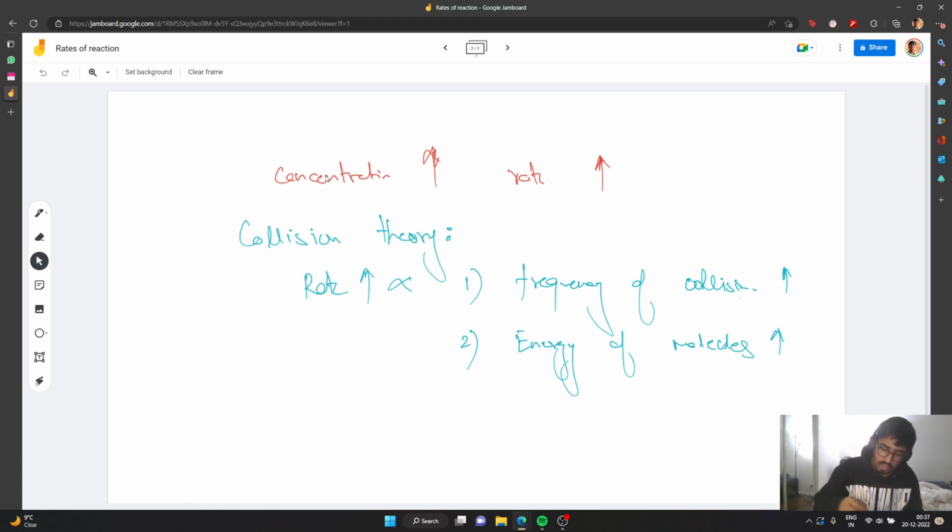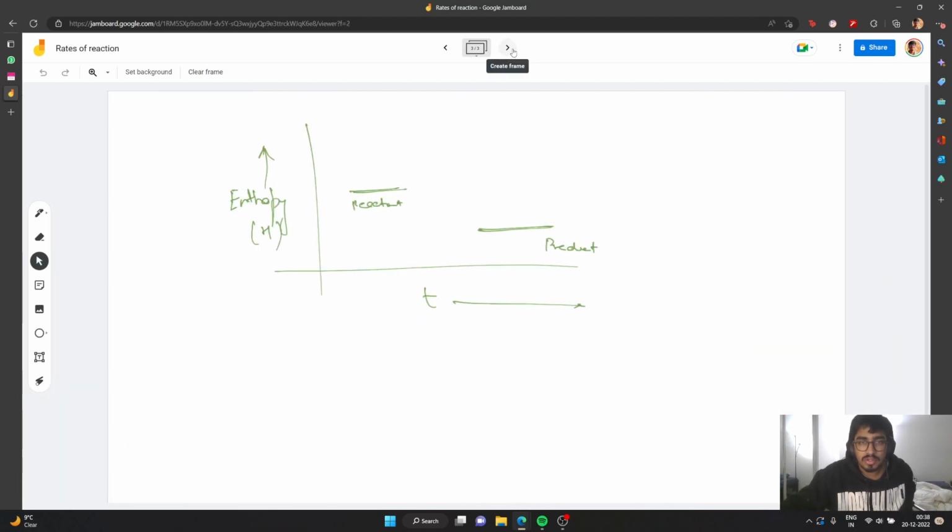Okay, so let's talk about a couple more things related to collision theory. So say I'm now plotting, and this is where the reactants are. This is the time graph, and this is the enthalpy, or you can say energy in a way. So energy of reactants is here, energy of products is here, as you can see.